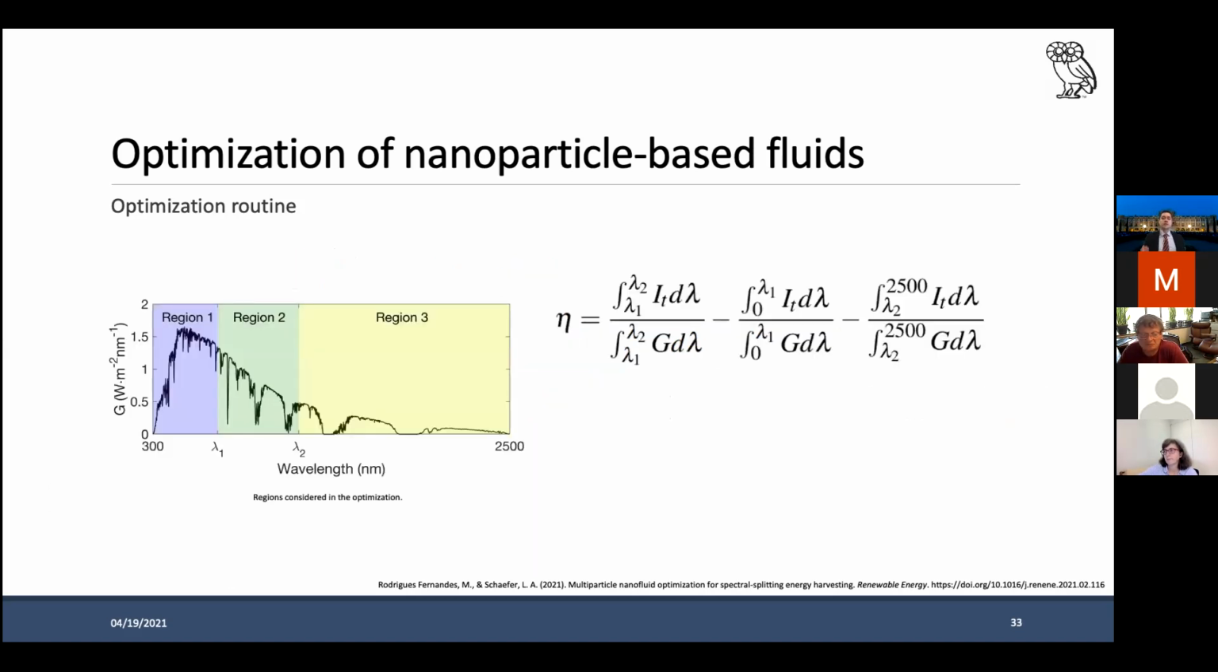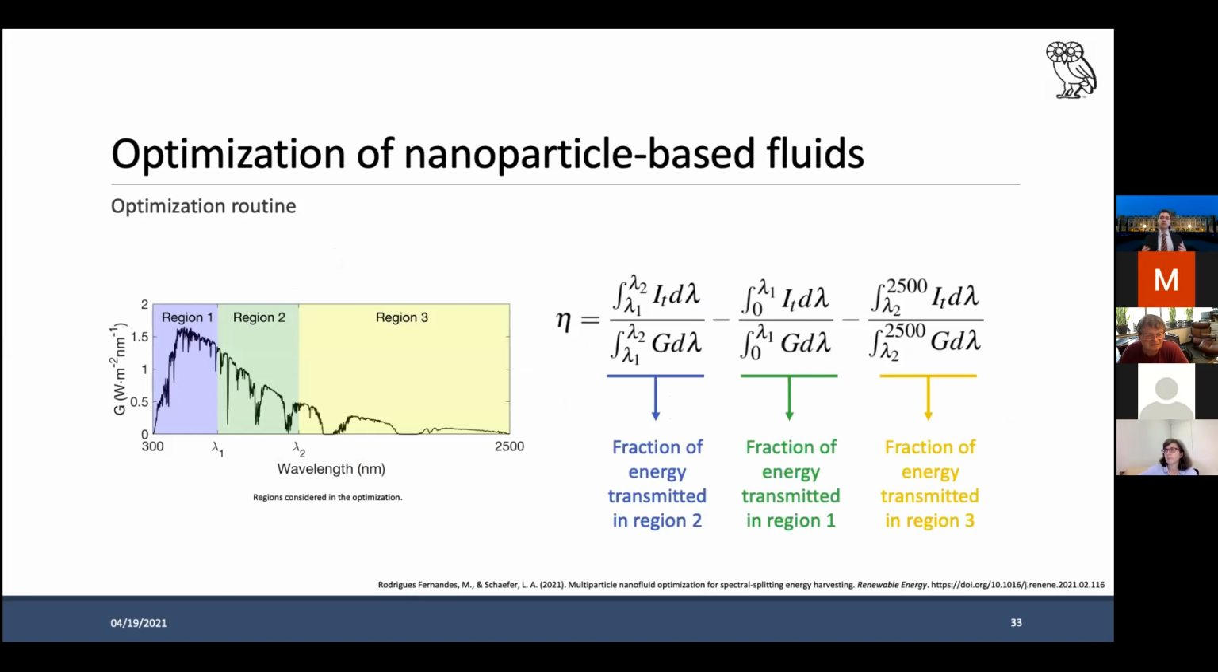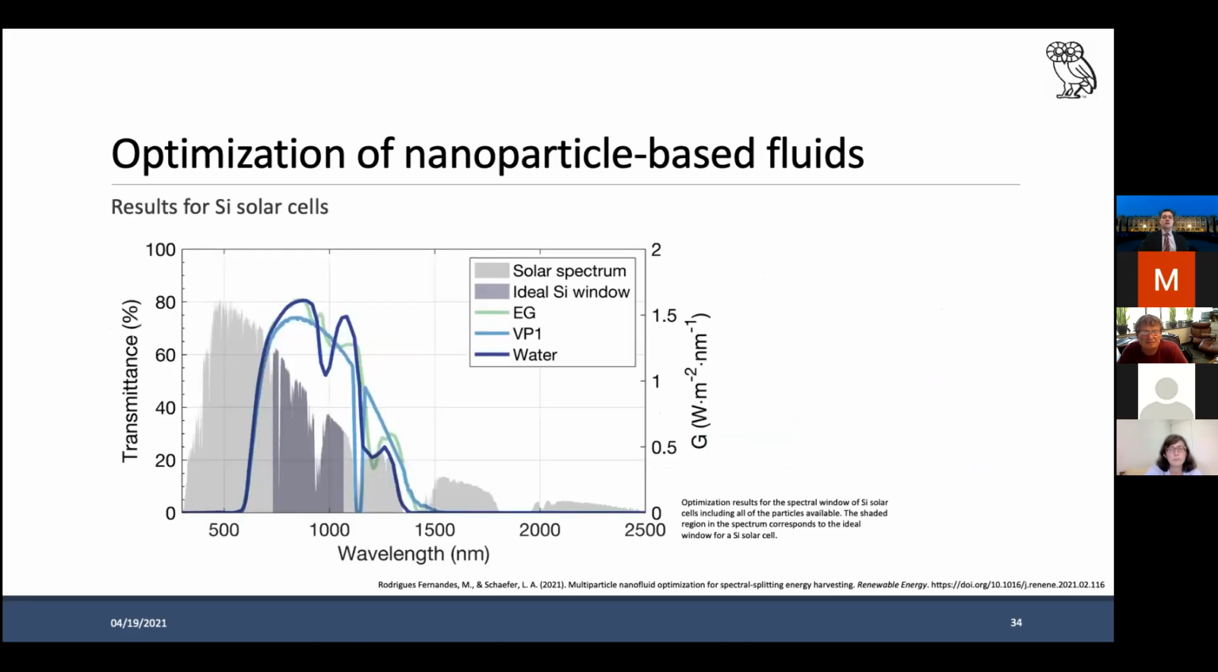We adopted a metric used in the field to calculate the efficiency of an optical filter, represented here by eta. And similar to the optimization routine, it calculates the fraction of energy transmitted in the 3 regions. As I mentioned before, we obtain optimal nanofluids for 3 base fluids in combination with 3 types of solar cells. In the figure showing the results, the solar spectrum is represented by the light gray. The darker gray shows the ideal solar cell window, and the lines represent the transmittance of each nanofluid across the solar spectrum.